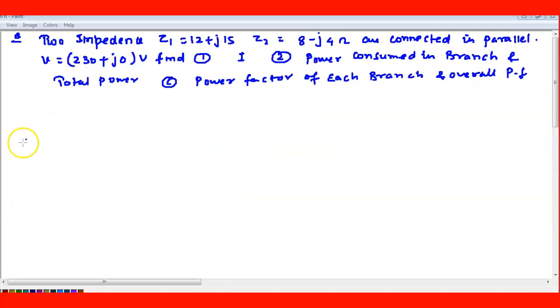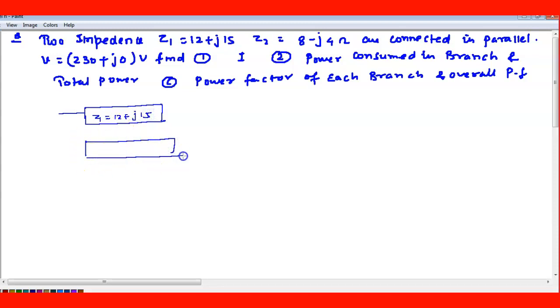This is the question given here based on the RL circuit. Here the impedance is given: Z1 is 12 plus J into 15, and Z2 is 8 minus J4. Both are connected in parallel. So this is Z1, which is 12 plus J into 15, right? This is Z2, which is 8 minus J times 4.